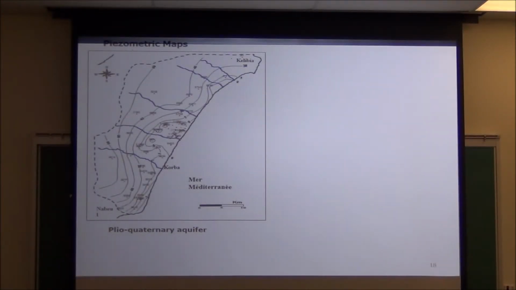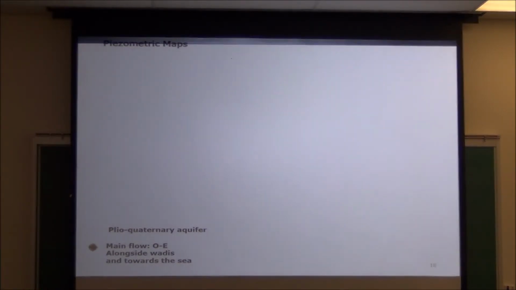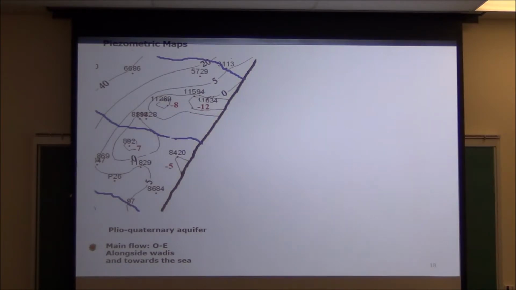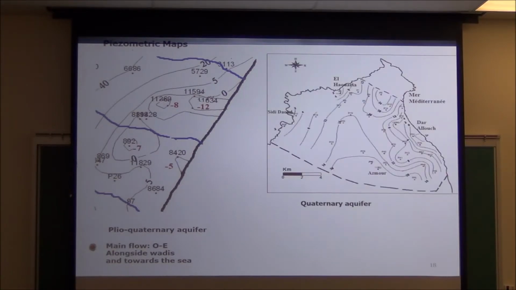The piezometric map of the oriental coast aquifer shows that the main flow has a direction from the west to the east, along the wadis, and toward the sea, except for the central part of the aquifer, where we have an inversion of the hydraulic gradient and a piezometric drop reaching in some places minus 12 meters below sea level, caused essentially by seawater intrusion.